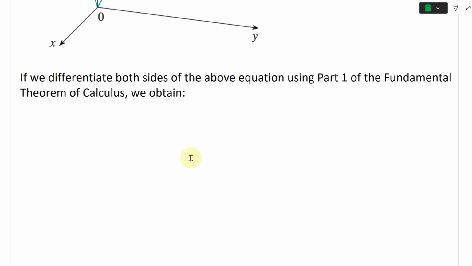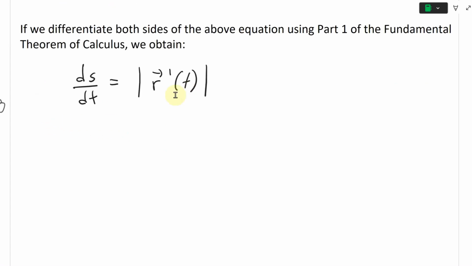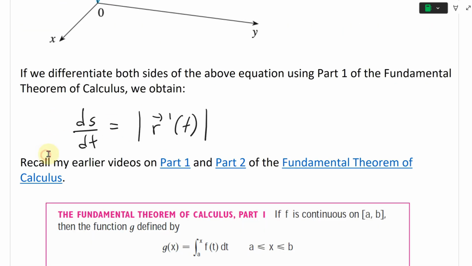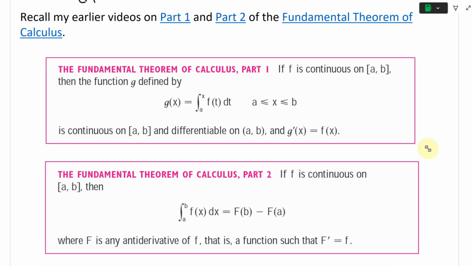So in other words, we obtain ds over dt is equal to the internal function inside the integral, so the length of r prime of t. So the derivative of the arc length function is just equal to the length of the derivative of the vector function. That's quite fascinating. And now for reference, recall my earlier videos on part 1 and part 2 of the fundamental theorem of calculus. These are screenshots from my calculus book, but the links are to my videos.